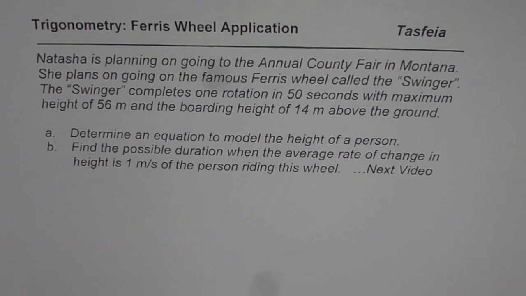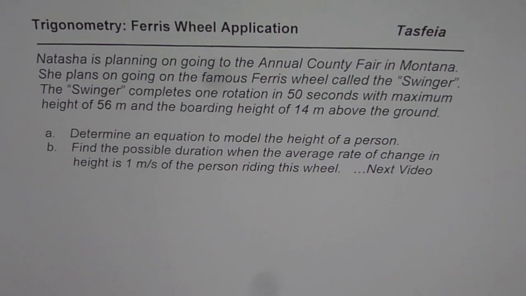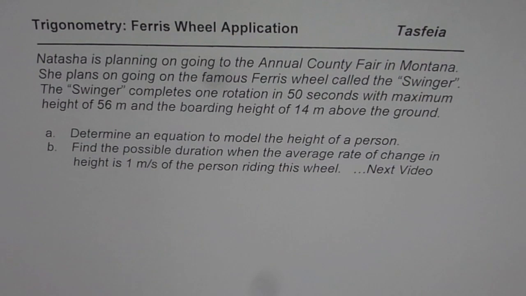Find the possible duration when the average rate of change in the height is 1 meter per second of the person riding this wheel. Well, we will consider the solution of the second part in the next video. In this video, let us get to the equation of the Ferris wheel, right? And then with that basic equation, we can move on and discuss the other parts.